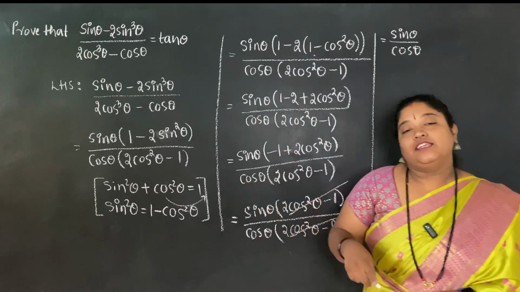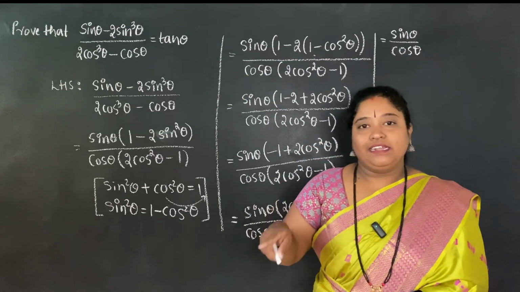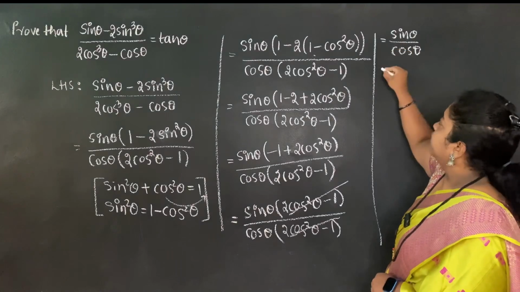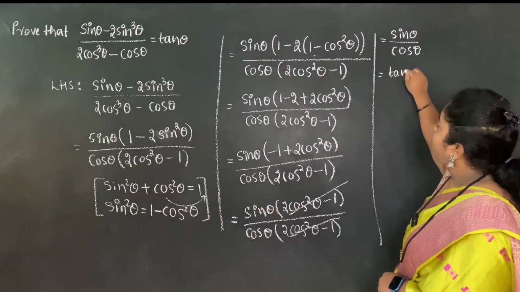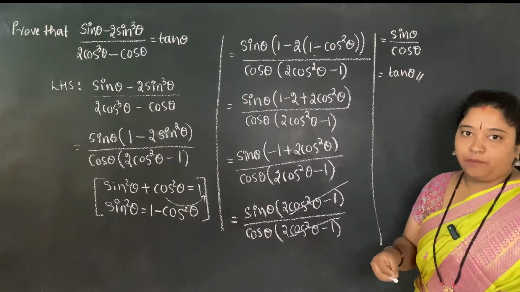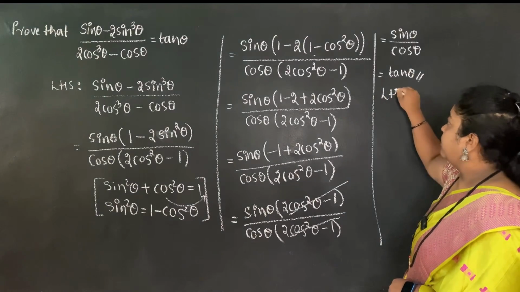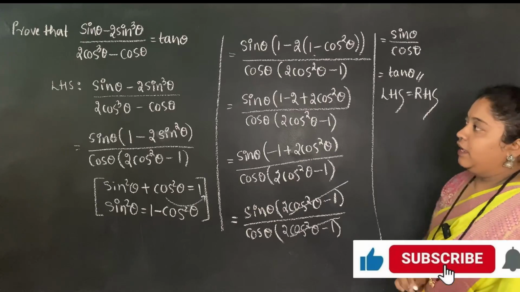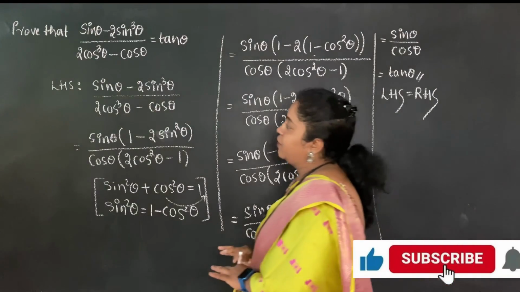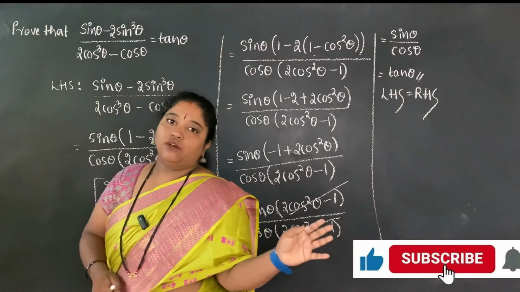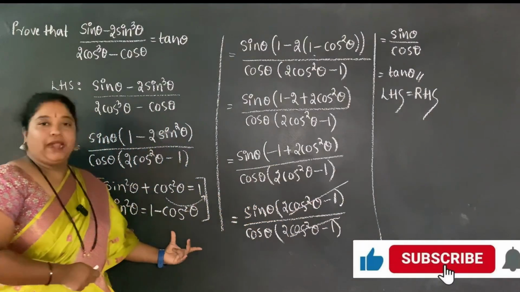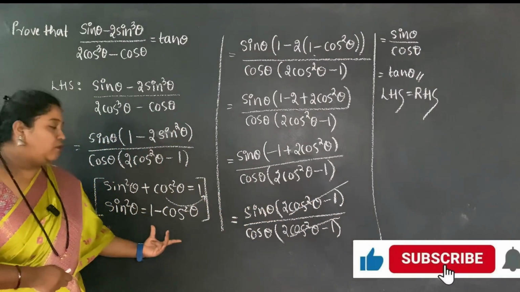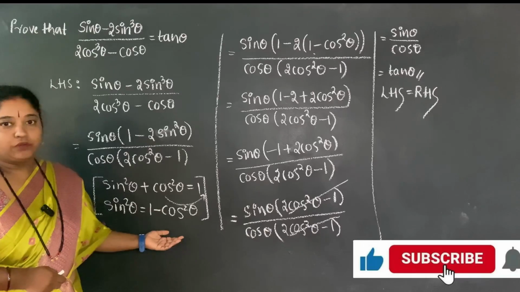Because I need to prove it as tan theta. I know by relation tan theta is nothing but sine theta by cos theta. Now see here. Sine theta by cos theta is what? Tan theta. Have I proved it? Yes. So at the end I'll write LHS is equal to RHS. Dear, this question is very important for board examination. Please practice the question. Have a very good knowledge of this question. We'll move to the next question.